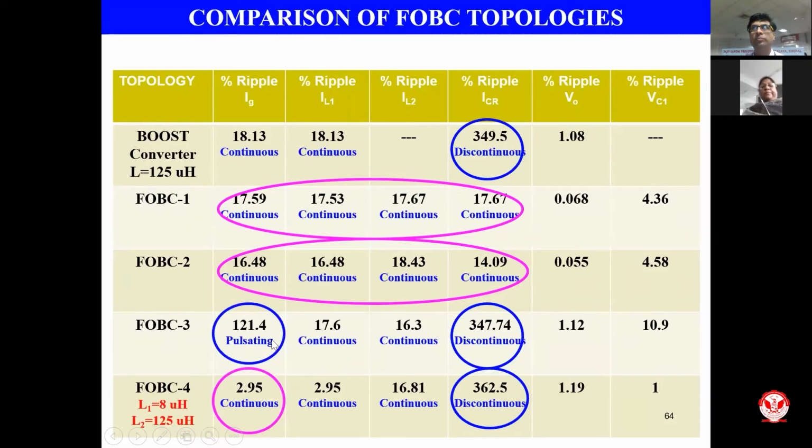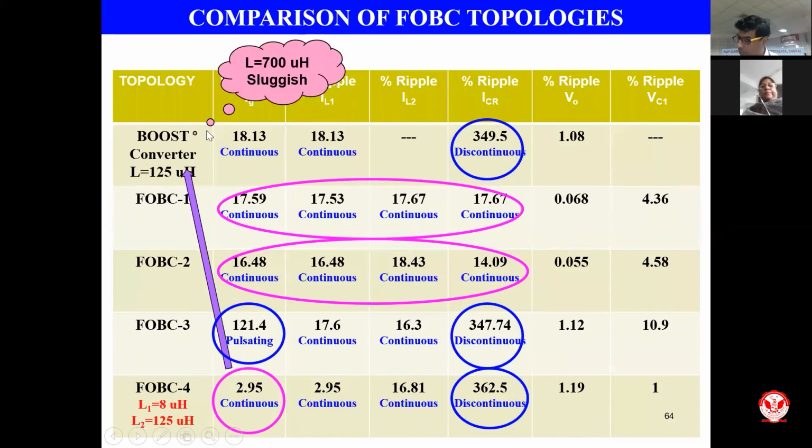You see the pulsating current on the source side, the current is pulsating in nature, but here it is continuous in nature. If you want to attain the same ripple of 2.95%, which is the advantage of your fourth converter, which has a ripple of only 3%, with a conventional boost converter, you would have required an inductance of 700 microhenry, which means a sluggish dynamic response because the inductance is quite high.